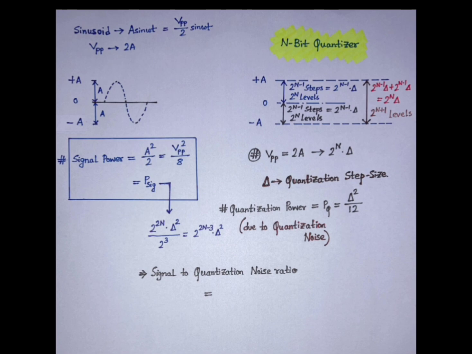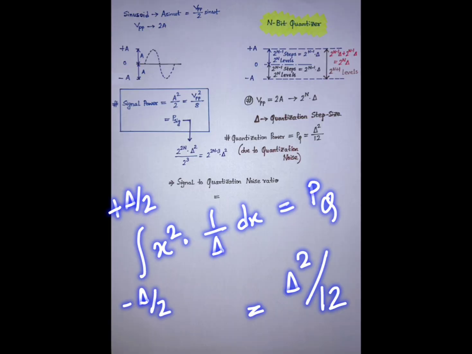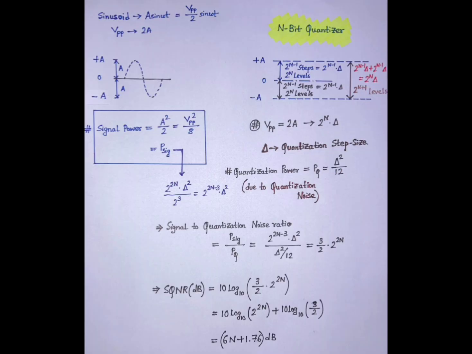Now if we measure the quantization power, because of quantization there is a noise created, and if you have already seen the PDF and integrate it, you will get that the quantization power is equal to delta square by 12. Now if we calculate the signal to quantization noise ratio, that is P signal divided by PQ, we will get 3 by 2 times 2 to the power 2n. If we convert this to dB, we get 6n plus 1.76 dB.